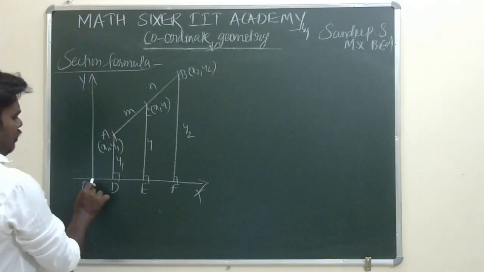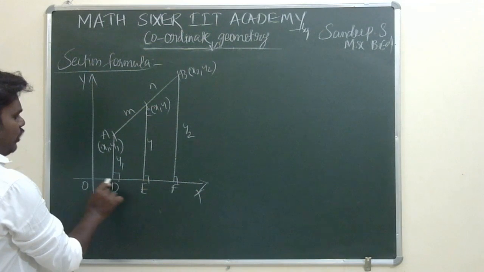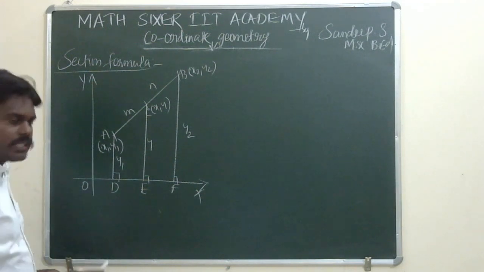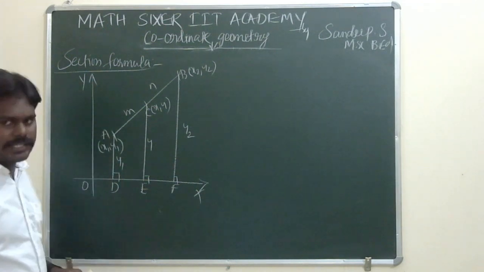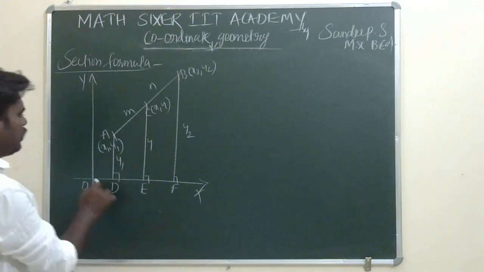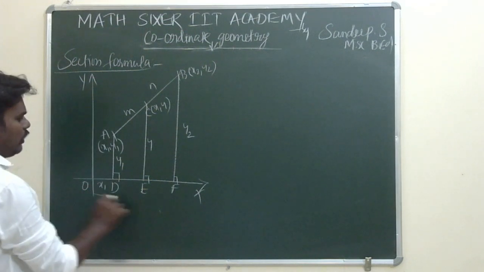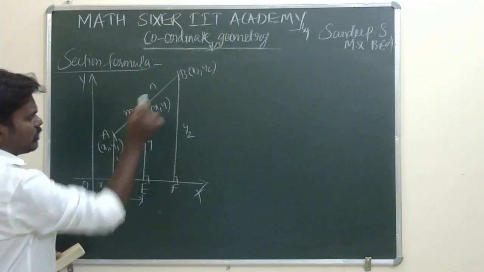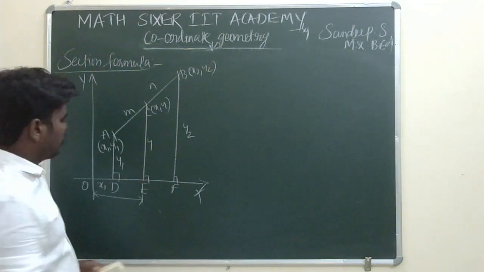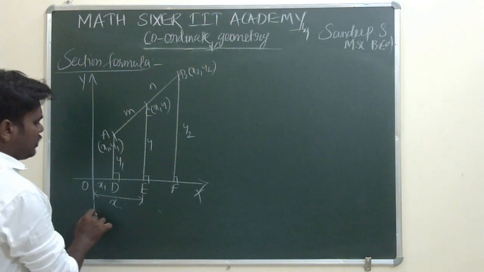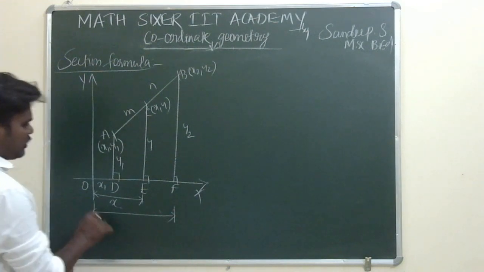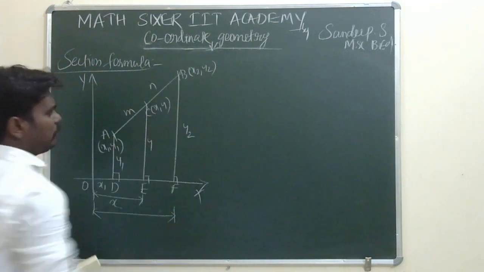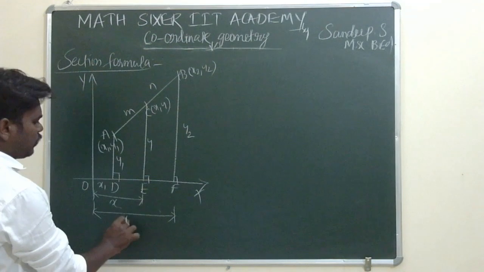And similarly here we can find the value of OD. OD is nothing but the x coordinate of the point A, that means x1. And OE is nothing but the x coordinate of the point C, that is x. And similarly OF means the x coordinate of the point B, that is x2.